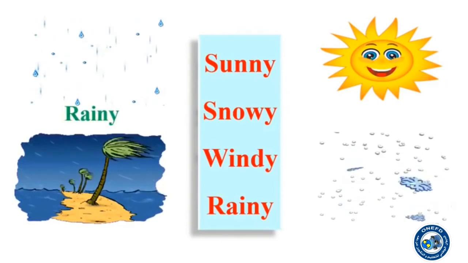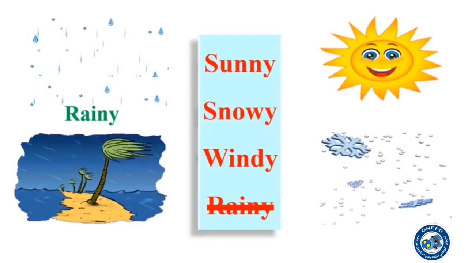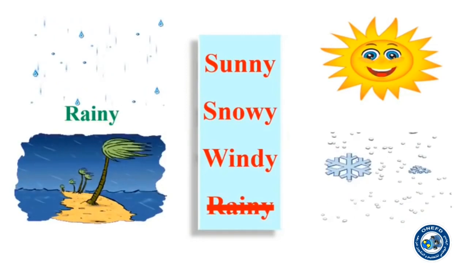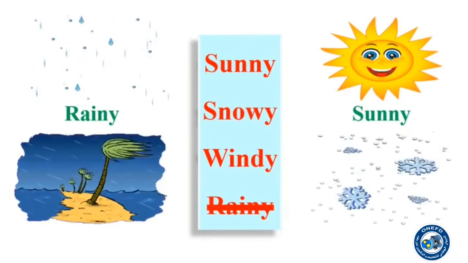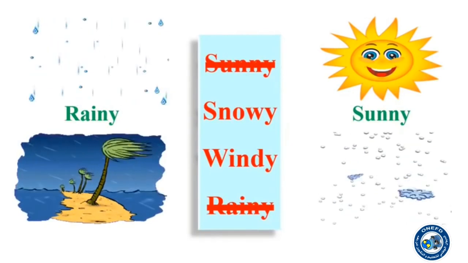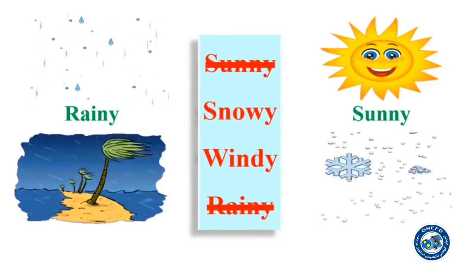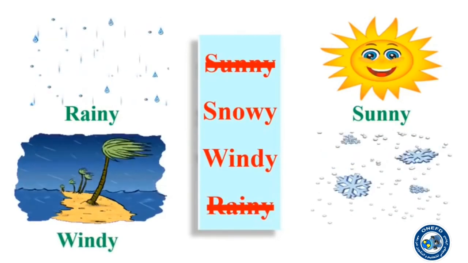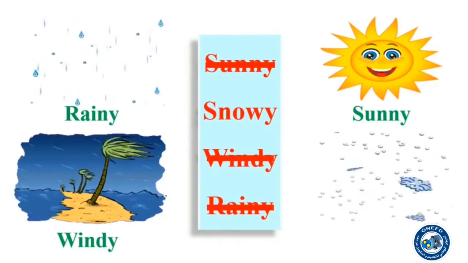Number 1 is rainy. It is raining. So what's the weather like? It is rainy. Number 2, is it windy? No, it is sunny. There is sun in the sky. The weather is sunny. It is lovely. In the third picture, it is windy. There is wind outside. So it is windy.